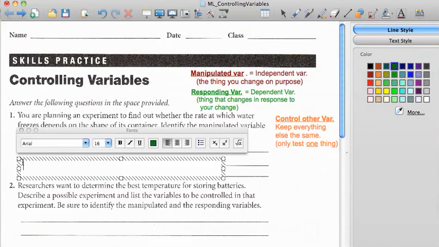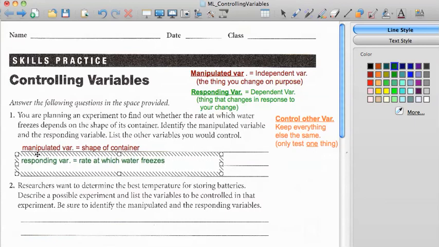Okay, so I write in, put on a smaller font here, that our responding variable equals rate at which water freezes. Okay, that's the thing we'll be measuring. It's also the thing we'll be making a prediction about in our hypothesis.